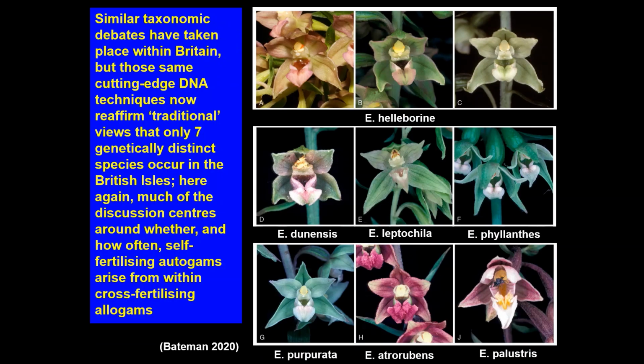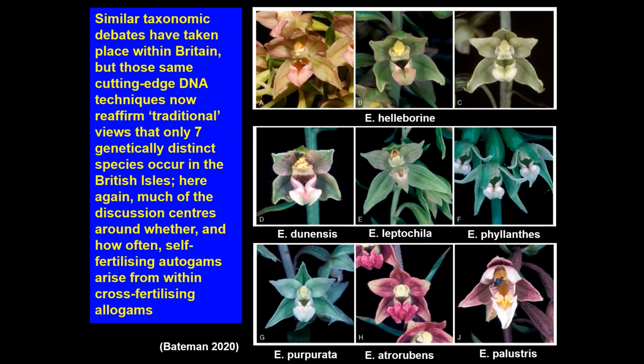But let's simplify things and just focus in on the British and Irish taxa. That should be a lot more straightforward because on present evidence, we have only 7 species of Epipactis in the British flora. Epipactis palustris, the marsh helleborine, is pretty distinct, shown here in the bottom right-hand corner. But the remaining taxa are all closely related.